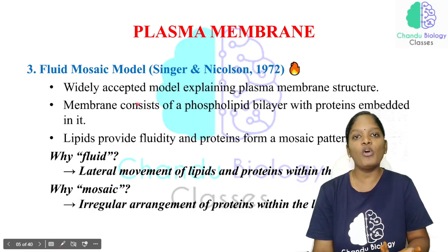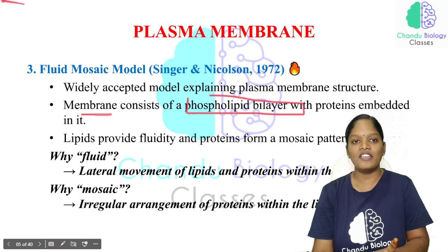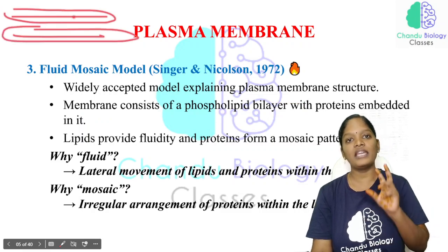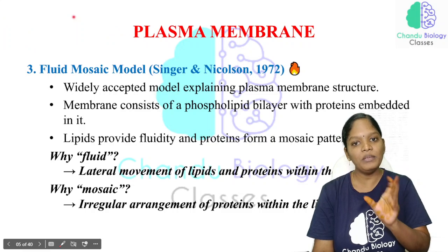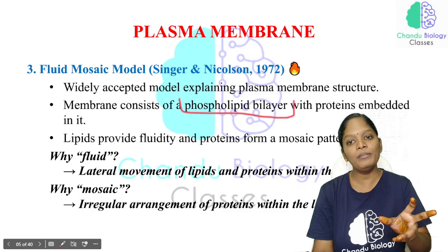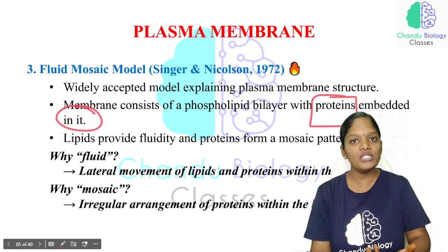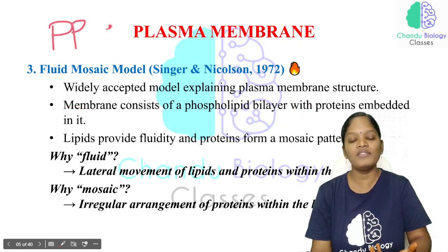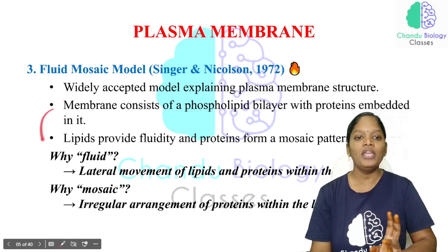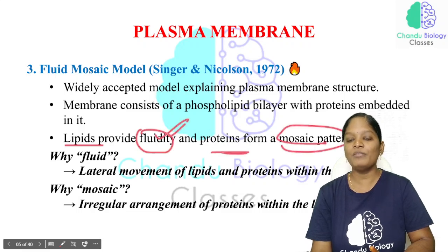So what does this model explain? This membrane consists of a phospholipid bilayer. As I mentioned, this is a membrane, this is a lipid and this is a lipid, and there are two layers of lipid. We can call it a lipid bilayer, and the lipid is in the form of phospholipid. That is why we say phospholipid bilayer. And also the lipid has proteins embedded in it. What proteins have we studied? We have studied peripheral proteins and integral proteins. These are the two important proteins. Now the lipids provide fluidity and the proteins form a mosaic pattern.